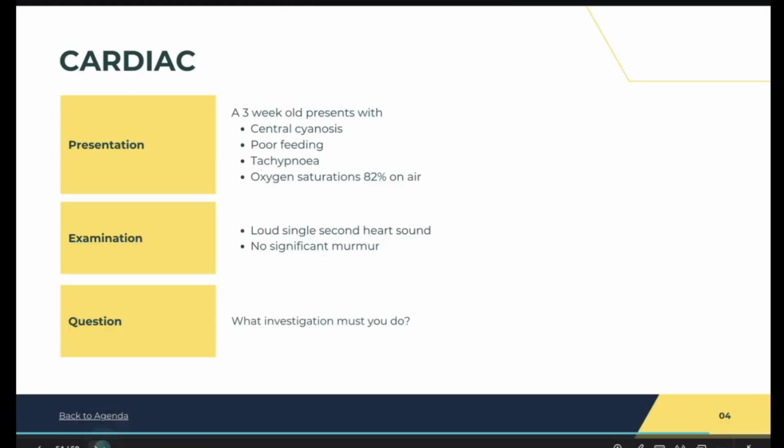So good job. And now we're going to slightly go over some cardiology. So there's a 3-week-old who presents with central cyanosis, poor feeding, tachypnea, and the oxygen saturations are 82, which is quite low. And when you examine the baby, there's a loud single second heart sound and no significant murmur. What investigation would you be thinking about in this scenario?